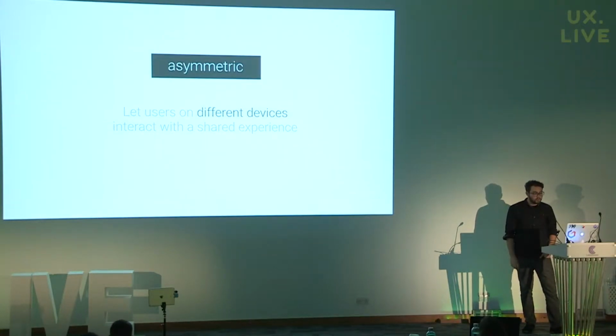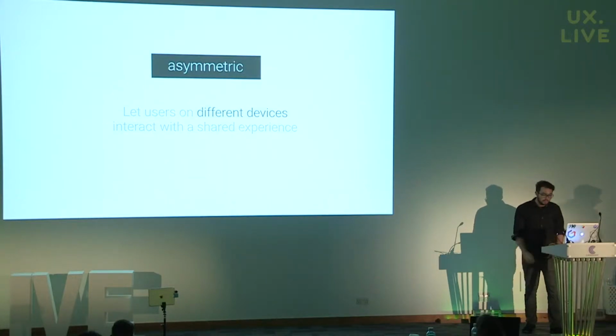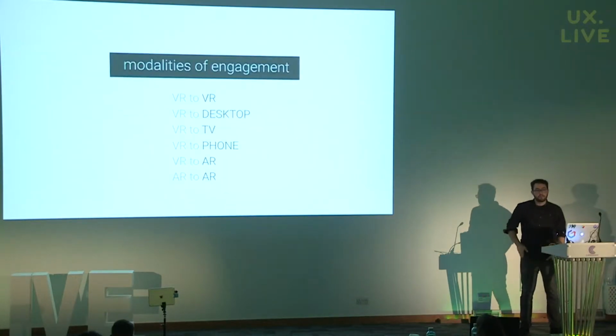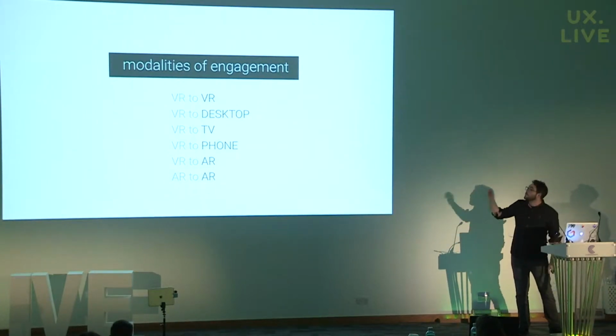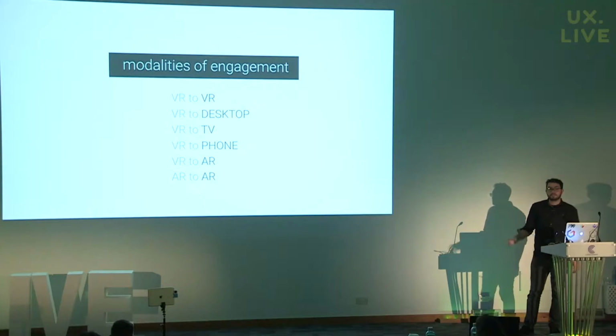Asymmetric. What we're talking about here is letting users on different devices, and importantly, it's not just virtual reality, interact with a shared experience. This ties in closely with modalities of engagement, which can be anything from VR to VR experiences, VR to desktop, so like having your computer monitor show what the person in VR is seeing, VR to TV. You can do this through things like Chromecasting, which a lot of people have and is very accessible.